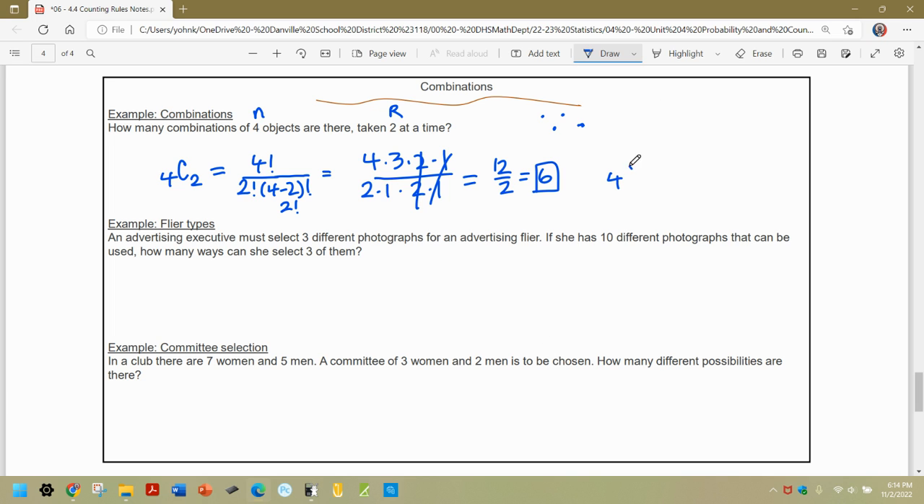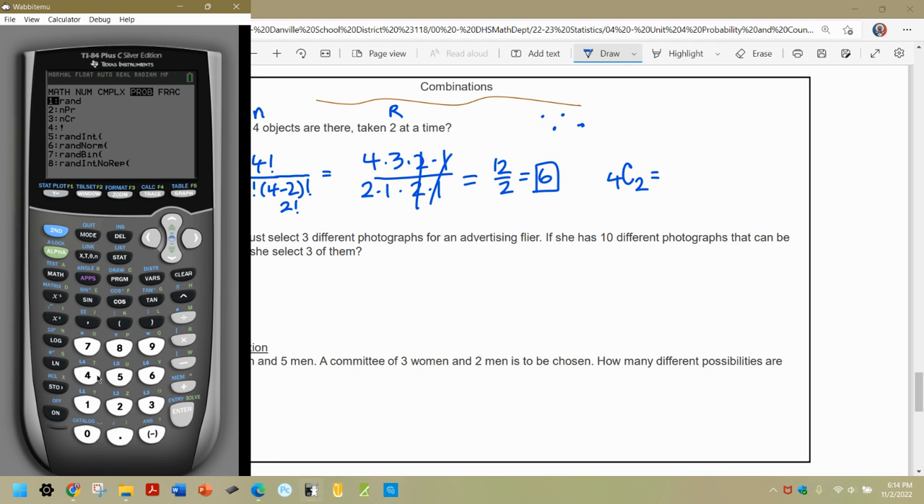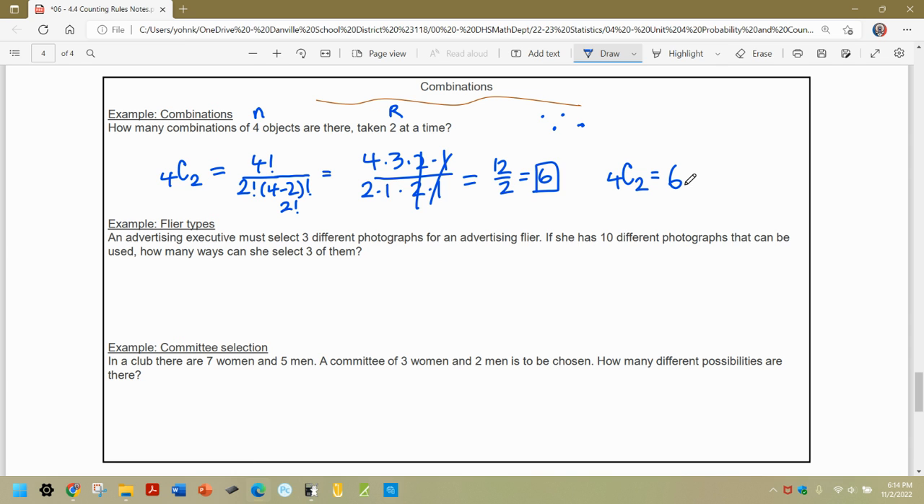If I just use my calculator and do 4C2, I need to put the number in first. So 4, math, prob, 3, 2. Oh, look at that. You get 6. So either way, you're going to get the same answer. There's not really a way to do this by drawing all those little underlined lines, so you kind of have to use the formula. All right, let's do another.